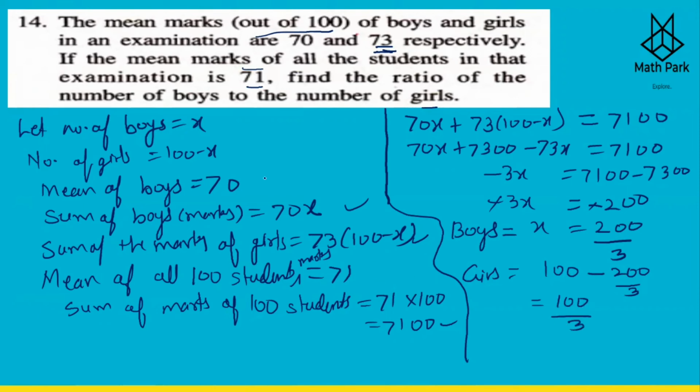Now we are asked to find the ratio of the number of boys to the number of girls. So the boys to girls ratio is equal to boys, 200 divided by 3, divided by the girls, 100 upon 3. Let us simplify this: 200 upon 3 into 3 by 100. These two zeros get cancelled. We get this as 2:1. So that is how the ratio of the number of boys to the number of girls is 2:1. Got it?